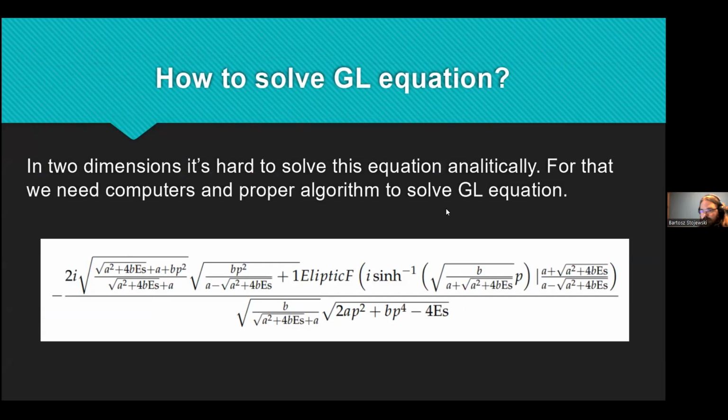Next, how to solve a Ginzburg-Landau equation. In 2 dimensions, it's hard to solve this equation analytically. For that, we need computers and proper algorithms to solve GL equations. However, various analytic solutions of one-dimensional Ginzburg-Landau equations can be confirmed by usage of Mathematica software in a symbolic or in numeric mode. The equation is presented on the slide here. In the equations presented, elliptic F is the elliptic integral of the first kind.